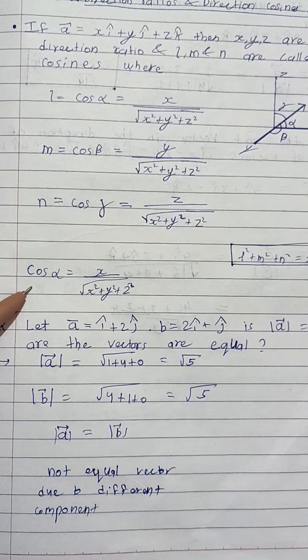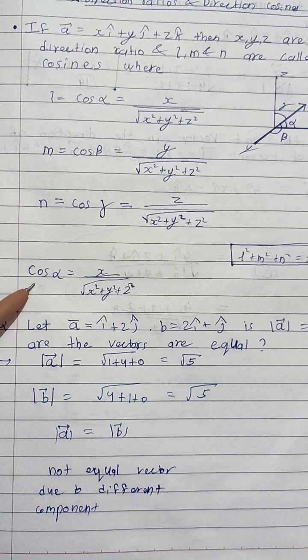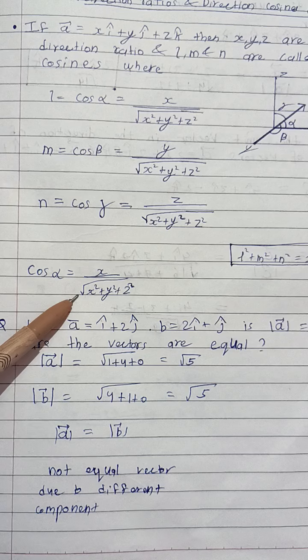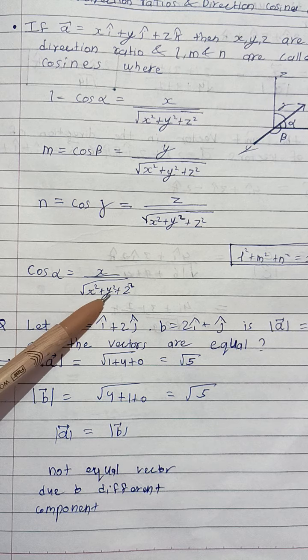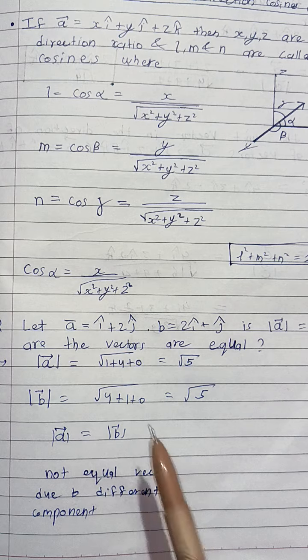Now using these three formulas we can find any cos, like cos alpha equals x upon root x square plus y square plus z square. Now we will see a question.